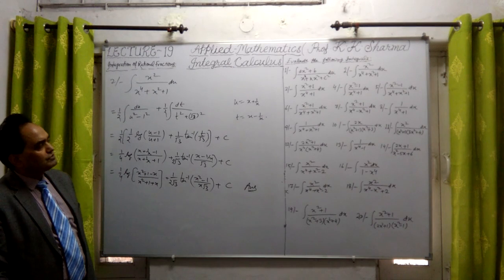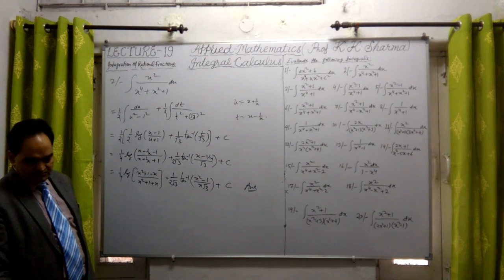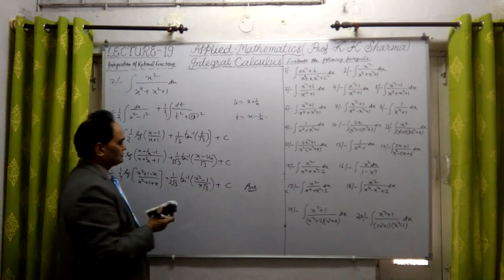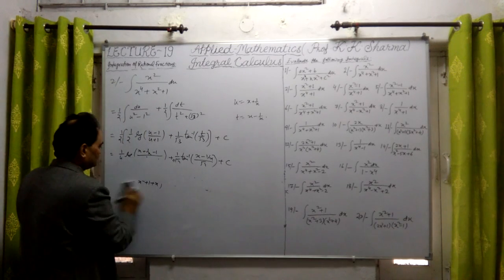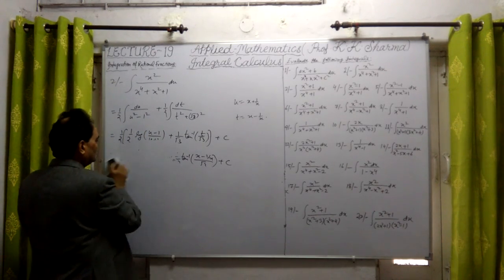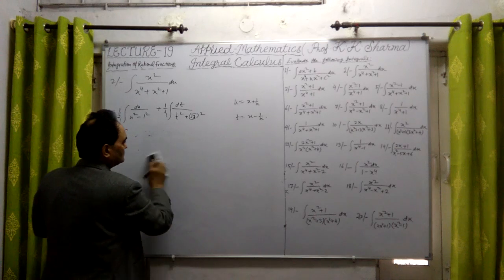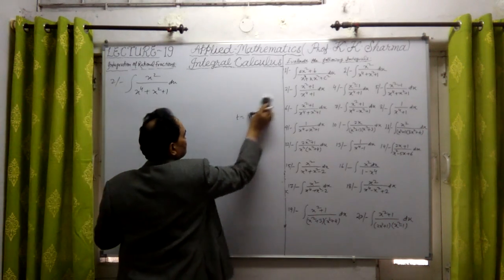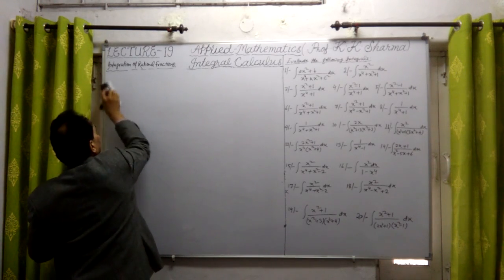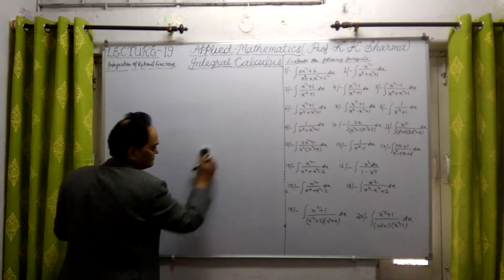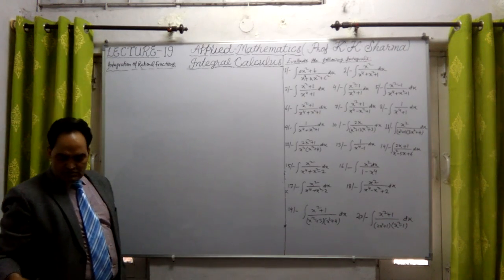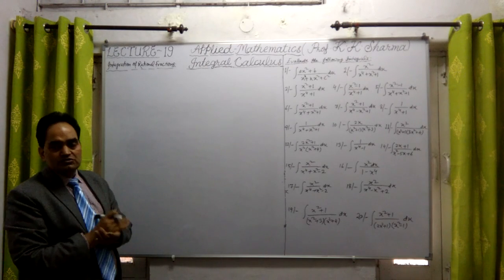Whenever x squared is there, that kind of situation, then we can solve it. So let me take the next question, the third question. Question number third. Let us talk about rational fractions. In case of rational fractions, this is the process of solving these questions.